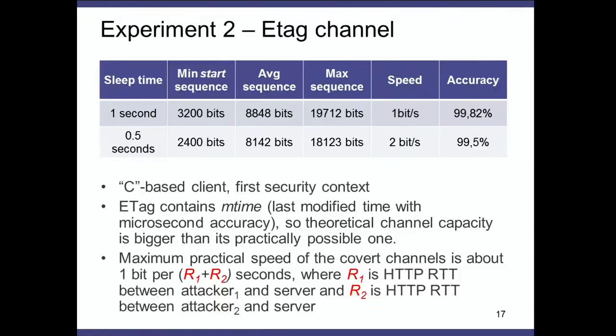Let's take a look at ETag. It's similar, but ETag stores time in a different format with the precision of a microsecond. That's why theoretically we can get passing capacities of a channel up to 10^6 bits per second. Normally we get 1 bit per 1 plus R2 seconds. R1 is the time when attacker 1 gets the server, and R2 is the same for attacker 2.